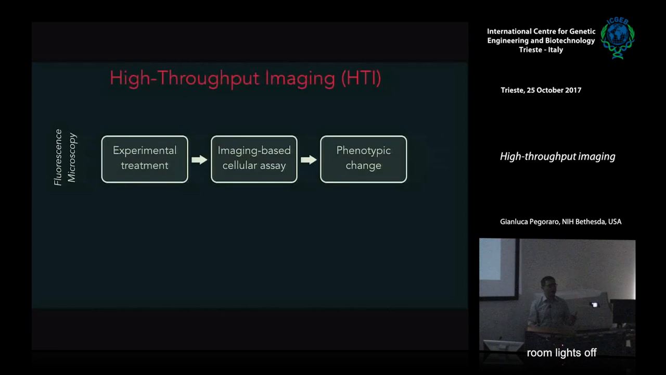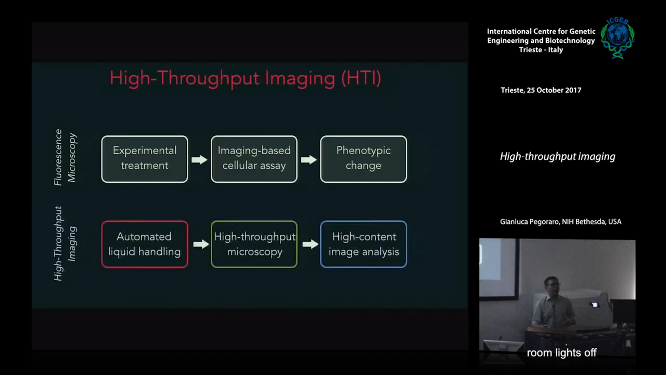High-throughput imaging, sometimes also known as high-content imaging or content screening, is based on imaging or microscopy-based cellular assays. An investigator, a researcher, can use these assays to test the effect of one or more experimental treatments by measuring phenotypic changes caused on the biological system. And of course, based on a phenotypic change, the investigator can infer the activity or the activities of the experimental treatment. And this, as you can see, is not very different than more traditional fluorescence microscopy.